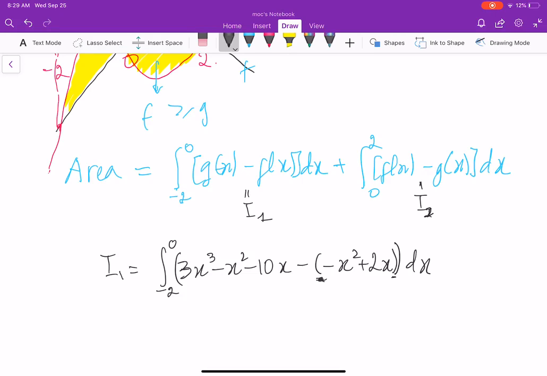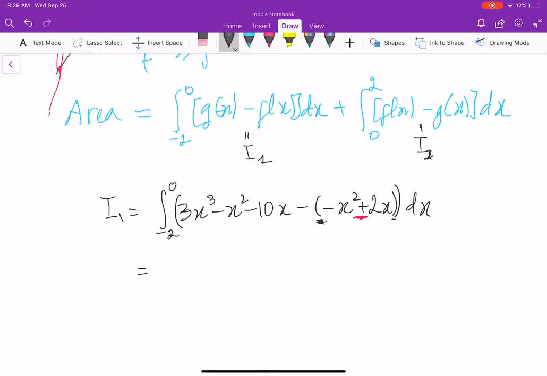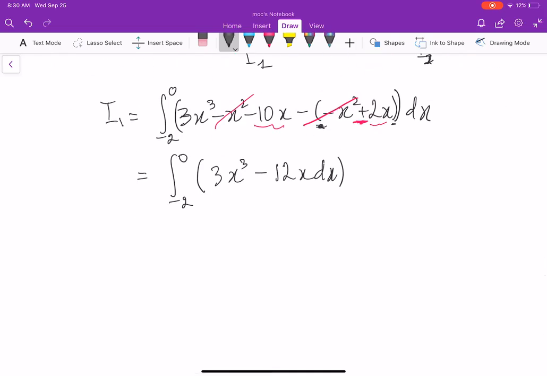That is very important because if you have a minus in here and you forget to use parentheses, you will get the second term wrong. All right, so let's open parentheses and simplify them. Basically, we get the integral from -2 to 0, and here 3x cubed. Again, negative x squared plus x squared will cancel out, minus 10x plus 2x. So that is minus 12x dx. Again, we use the power rule.